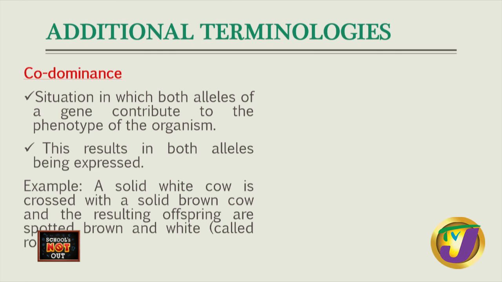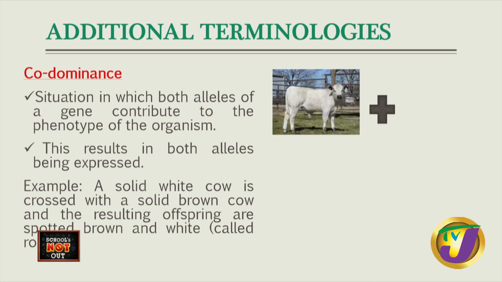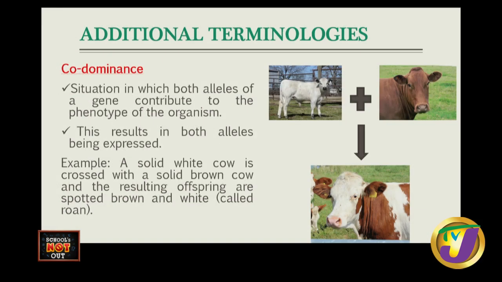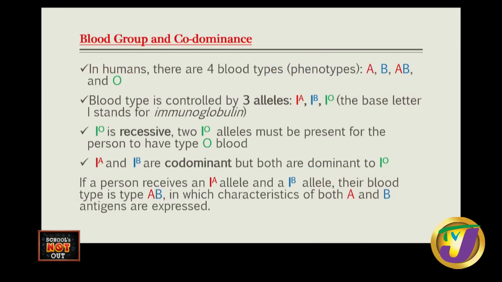A white cow is crossed with a solid brown cow. And what we have resulting is a white and brown. So you recognize we're not getting a shade of brown or a shade of white. In this case, we have both being present, and so we say it's codominance, where both of them are being shown. Now, predominantly, the ideal example that's required by our syllabus is for blood group.